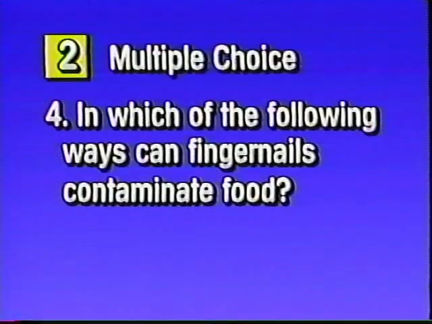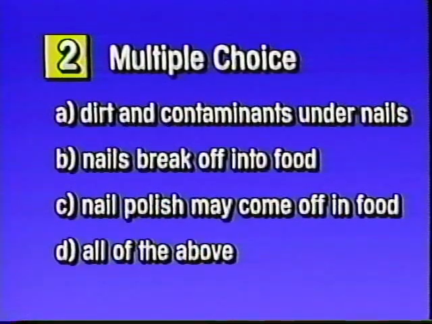4. In which of the following ways can fingernails contaminate food? A. Dirt and contaminants under nails. B. Nails break off into food. C. Nail polish may come off in food. D. All of the above.